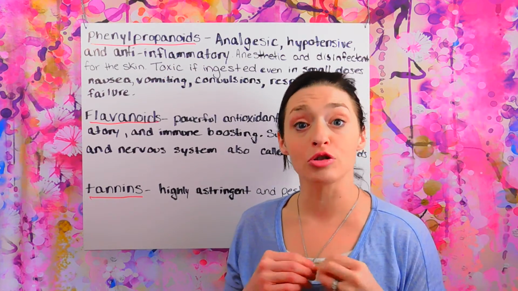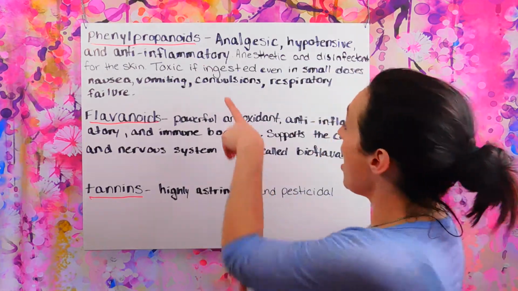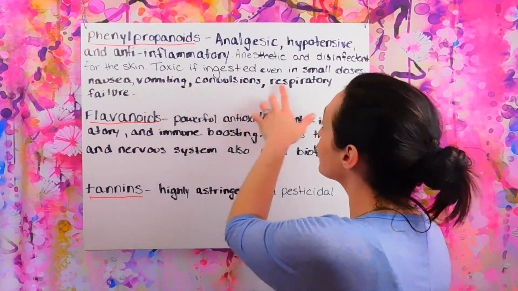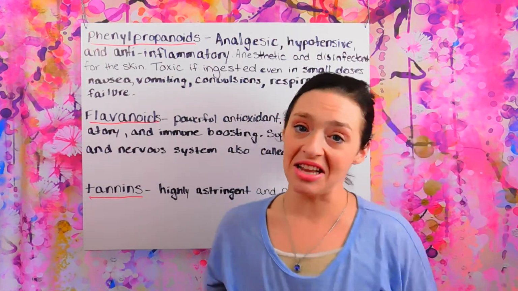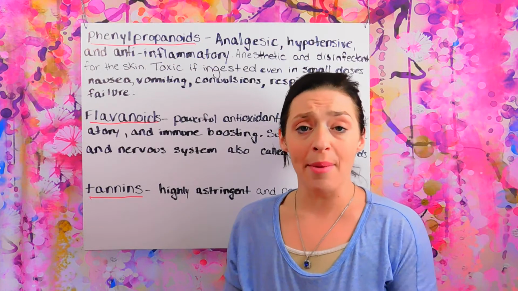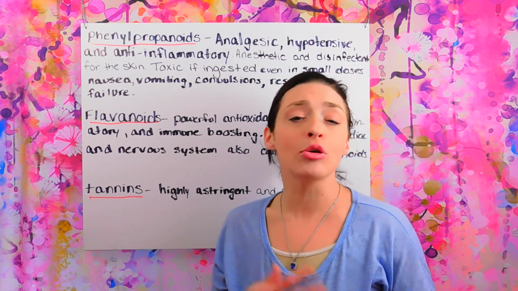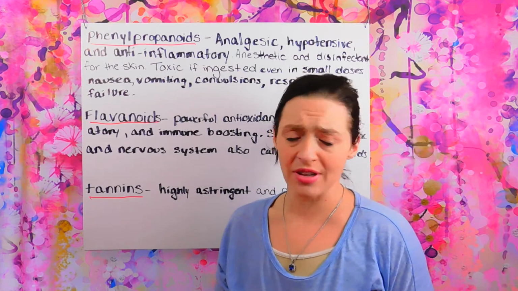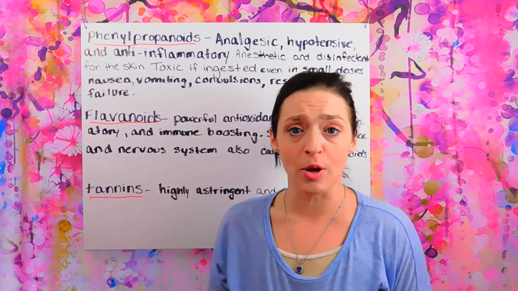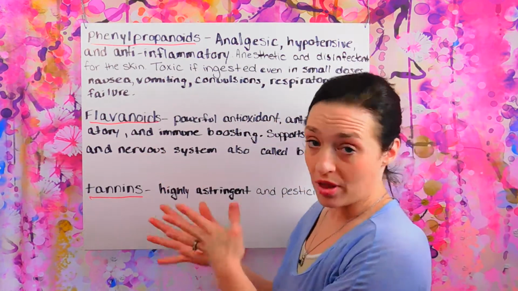The essential oil is so highly concentrated with phenylpropanoids that even in small doses it can cause nausea, vomiting, convulsions, respiratory failure, heart failure, death. So all good reasons to avoid consuming the oil of clove. And there is a risk of reaction even from skin contact. So not using it in children under the age of 2 is a great way to avoid any unnecessary injuries to small children. So let's take a look at some other things that are inside of the oil of clove.